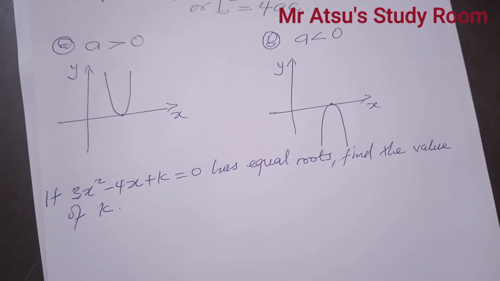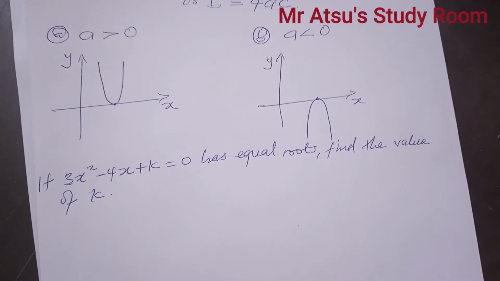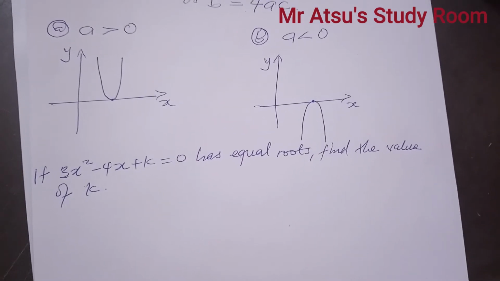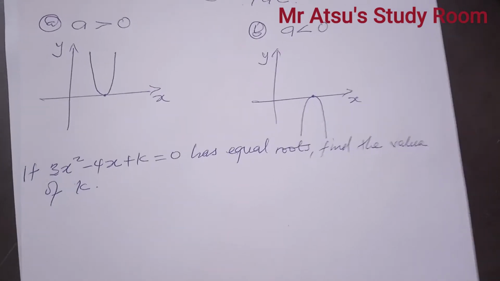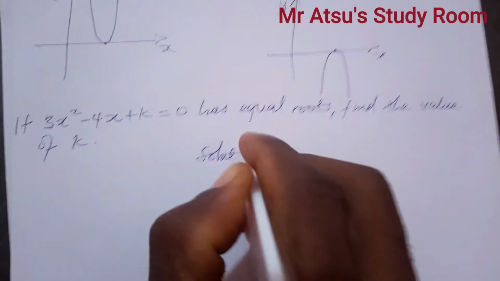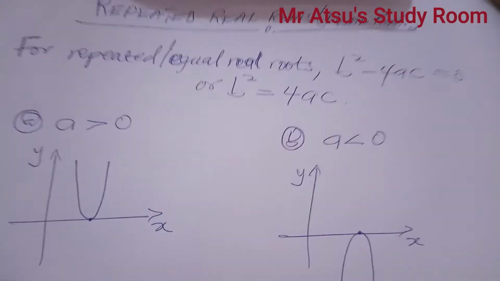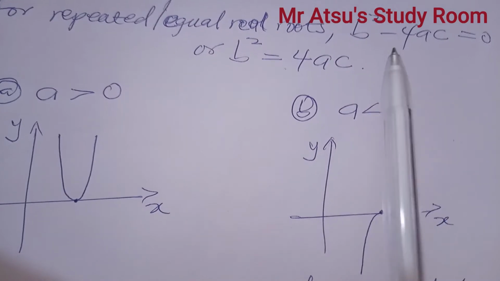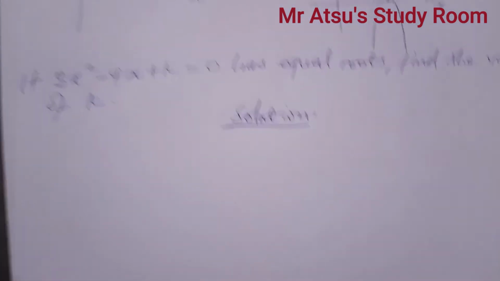If 3x squared minus 4x plus k equals 0 has equal roots, find the value of k. So we have established the condition for an equation to have equal roots already. That's what we have here: that if the equation has equal roots, the discriminant should be equal to 0. So that is just what we are going to use.